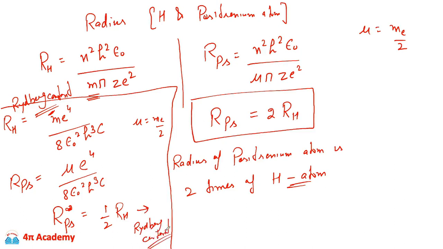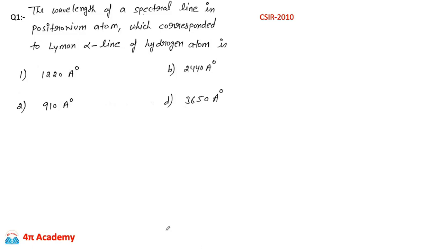Based on these values we will solve some numerical problems. Our first numerical: the wavelength of a spectral line in the positronium atom which corresponds to the Lyman alpha line of the hydrogen atom is. This is a question from the CSIR 2010 examination. For the alpha line, that is the first line of the Lyman series, n final is 1 and n initial is 2.